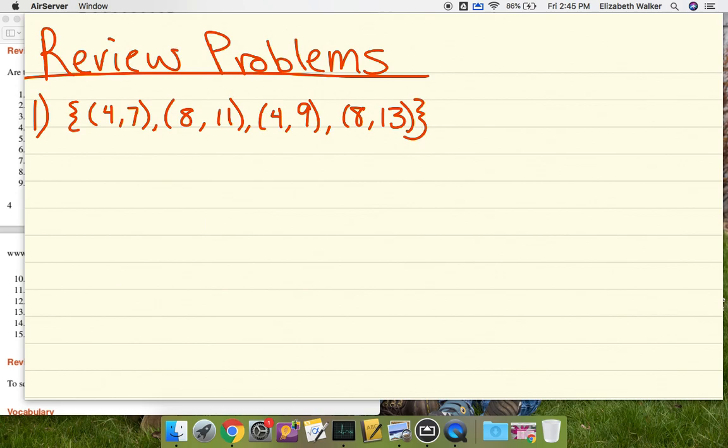The direction set on this is to determine if this set represents a function or not. So we're going to answer with yes, it is a function, or no, it is not, and I'll have a little bit of explanation through this video. So we have the set (4, 7), (8, 11), (4, 9), (8, 13).